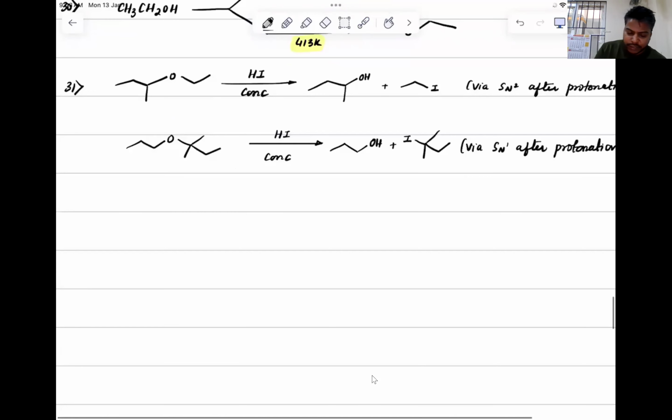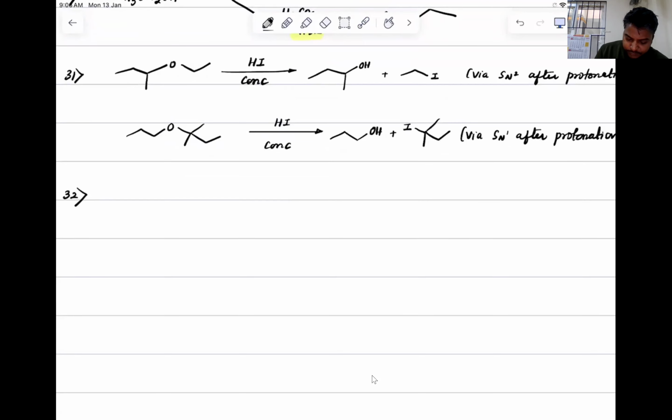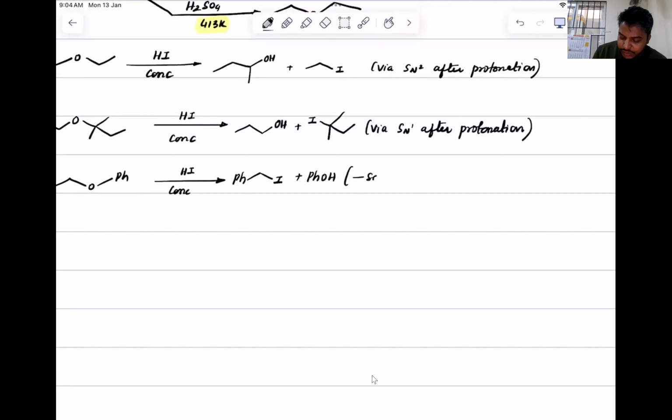SN1 after protonation. These two in-text questions are important, guys. So learn it. Next, 32. In case, sorry, not 32, the same category. In case this is how it is being given, one side there is a phenyl group, the other side there is a benzyl group. Again, it is in a similar account where you make an iodide here and phenol here. This is also the same logic. So it will go via SN1 after protonation.